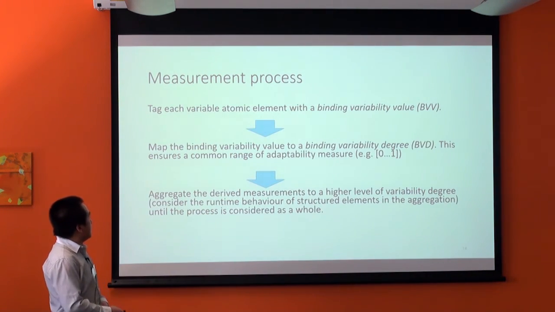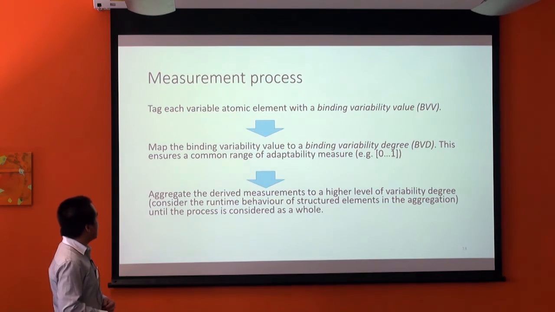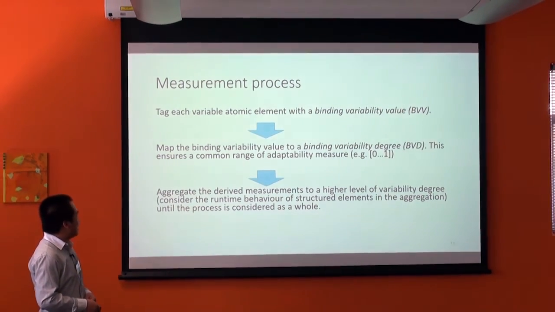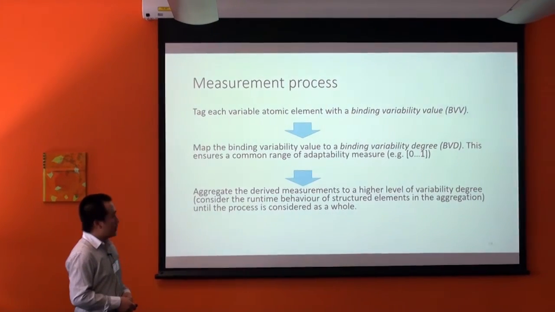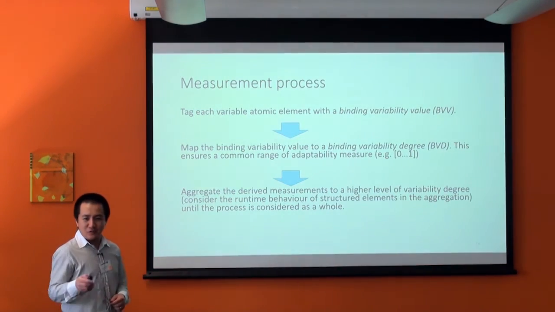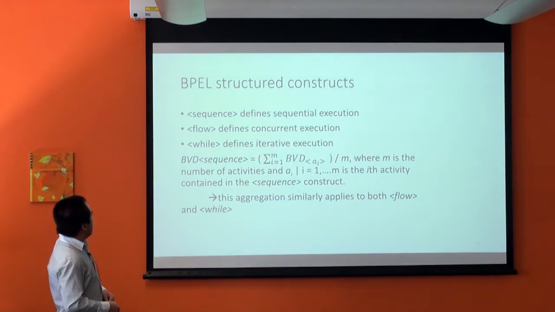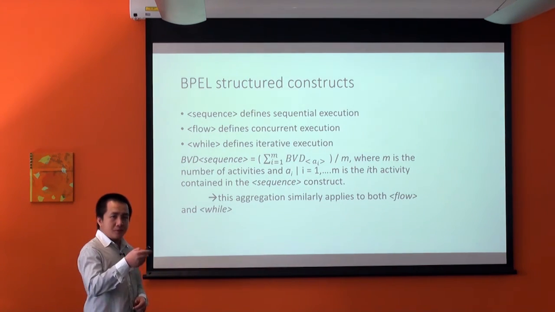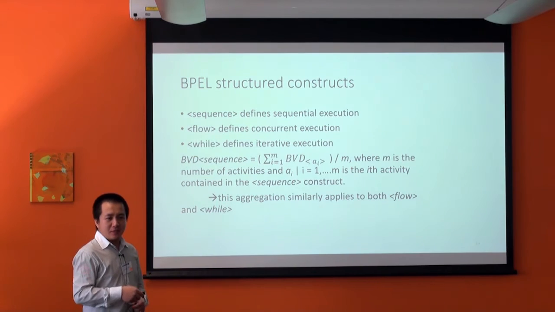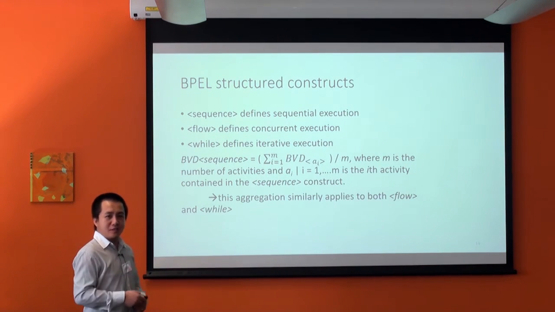To compute the adaptability quality or dimension, we have some methods: tagging each atomic element with a binding variability value, mapping those variability values to a binding variability degree, and aggregating those degrees until we come up with the adaptability of the entire process. However, it will not be straightforward because we have to consider the behavior of the structured constructs that contain those atomic activities that bind services.